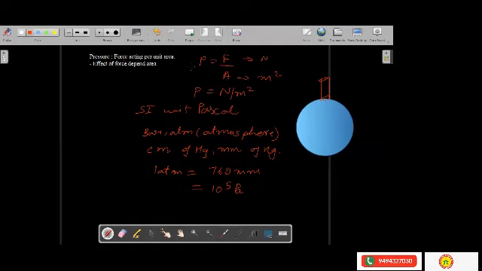Sir, so that is the pressure formula. And what is the second one? That is Newton per meter square, the SI unit. This is the SI unit, Pascal. So Pascal can also be written as Newton per meter square. Either you say Pascal or you say Newton per meter square, they both are the same. And the above one is the formula for pressure. Yes, this is the formula for pressure.